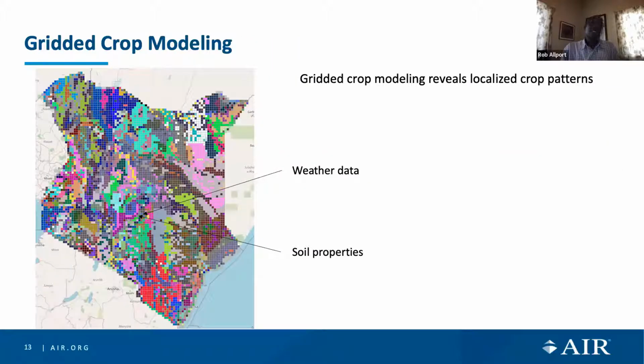Then we build that data, and the software that we use is all coded, and we generate something called gridded crop modeling that is capable of running the whole country at once. The moment you click the button, it is able to calculate the crop yield and other parameters like the leaf area index and many other outputs.